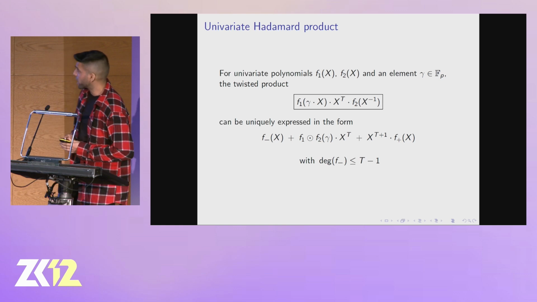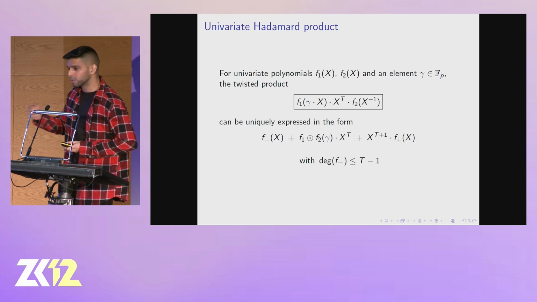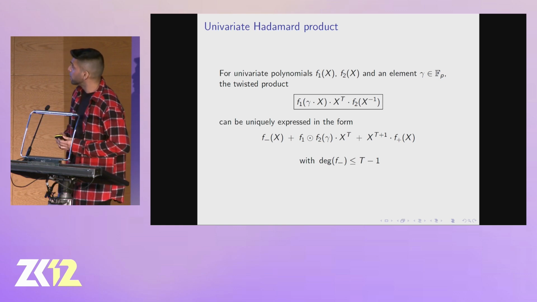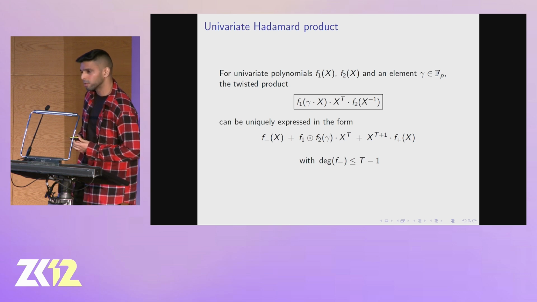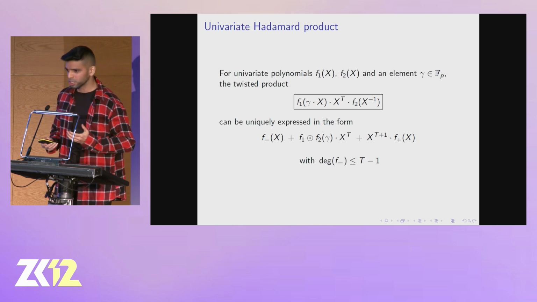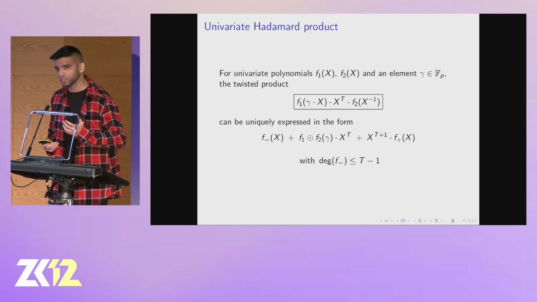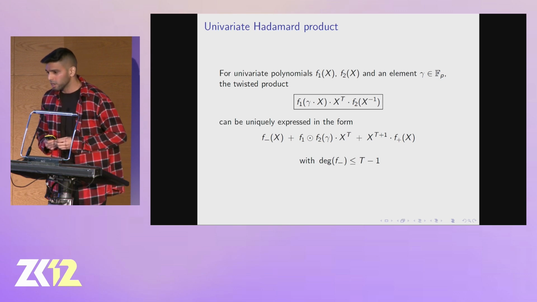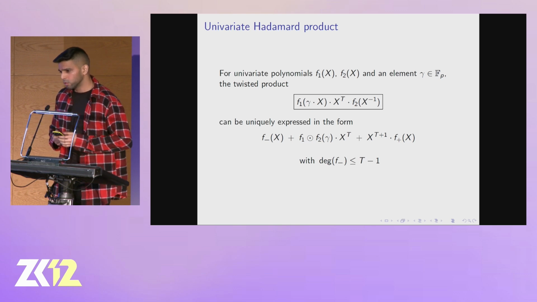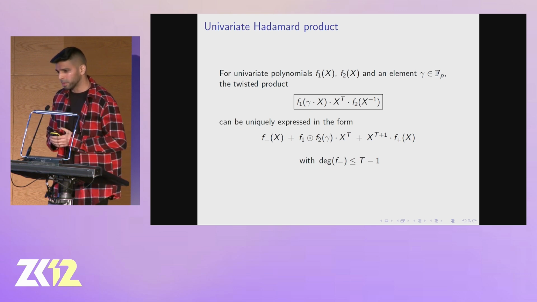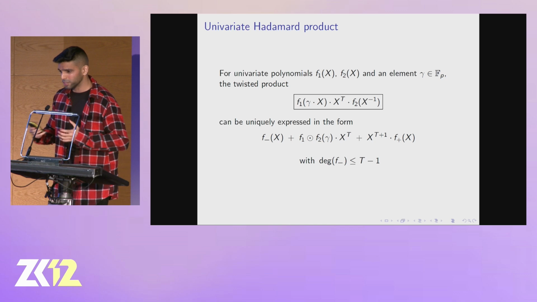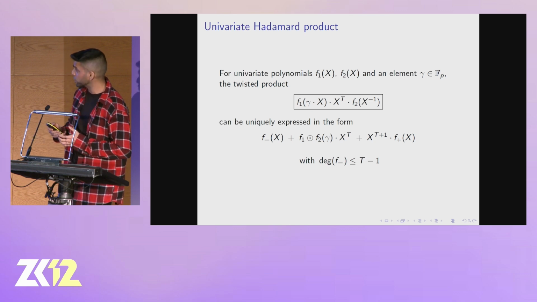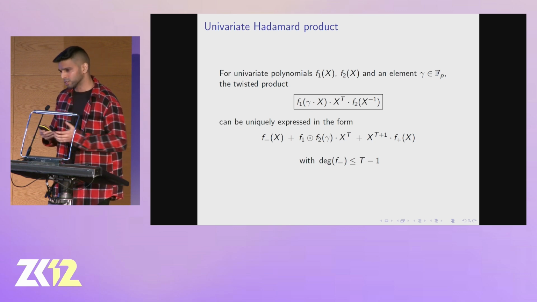Okay, so let me quickly go over how the univariate Hadamard product is going to work before I jump to the bivariate distributed case. So let's say you have two polynomials, f1 and f2. What I'm going to do is take this twisted product, by which I mean I'm going to twist the first one by this challenge gamma, and I'm going to reverse the second one. You might notice that if you expand this polynomial, the coefficient in the middle, the one at x to the t, coincides with the evaluation of this Hadamard product at the challenge gamma, right?